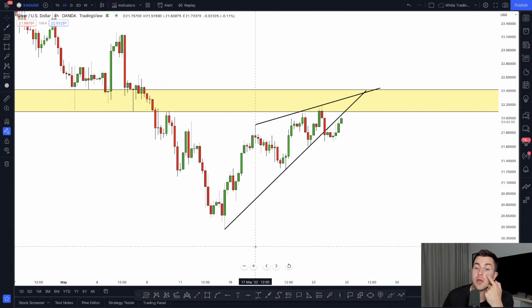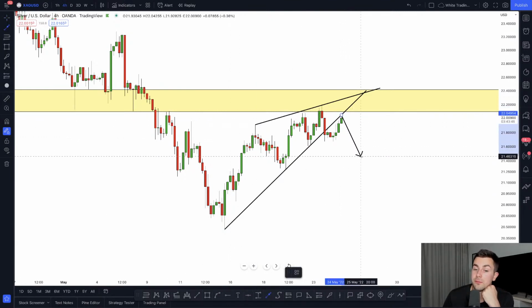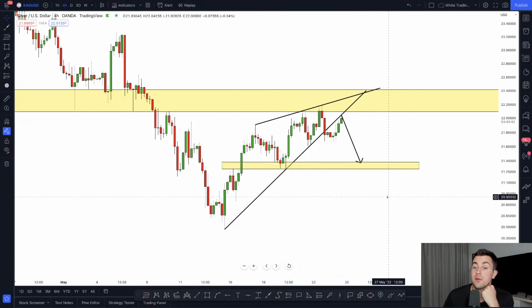Now we see the retest of the broken support of the wedge. So I assume that silver may drop, and for now I expect a bearish movement to that structure support. Yes, that is my technical outlook for silver. Let me know if you agree with me.